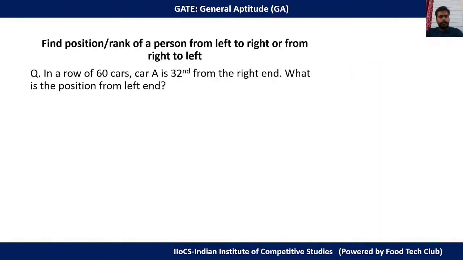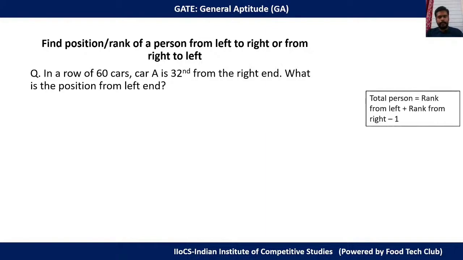Now, let's start with the problem. Find the position or rank of a person from left to right or from right to left. Based on that type of problem, I'm putting a question here. In a row of 60 cars, car A is 32nd from the right end. The total number is given. What is the position from the left hand? So which rule do we need? Number 1: total person equals rank from left plus rank from right minus 1. So let's solve this one.